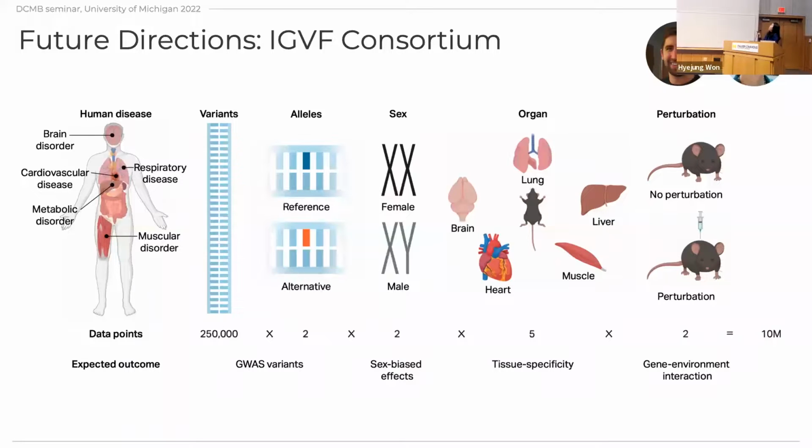And finally, we're going to introduce half of these mice with immune stimulation so that we can see how these variants are affected based on the immune stimulation or some level of gene environment interactions.